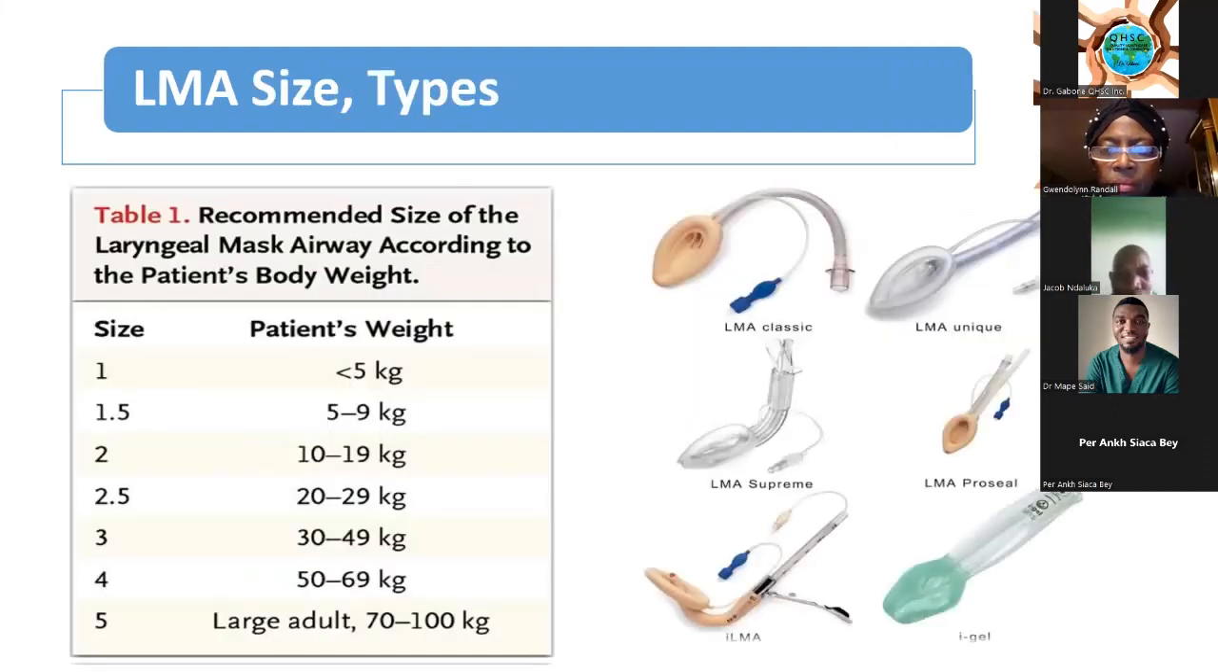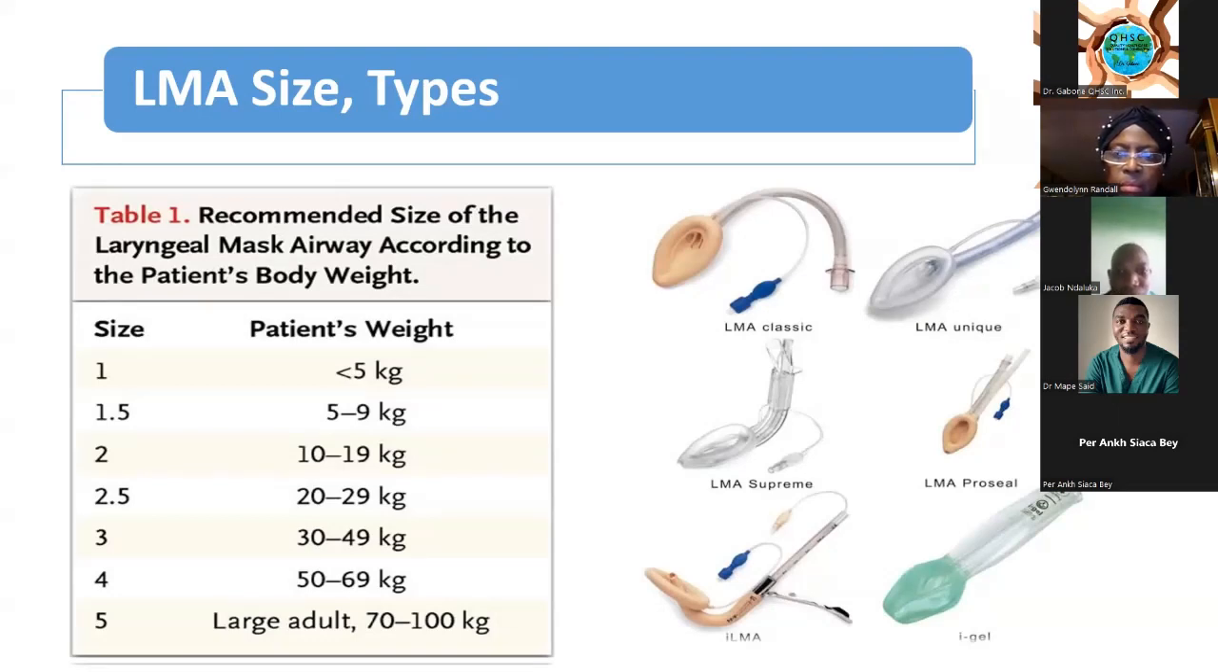Sizing is by body weight. You take the patient's weight, and for example, if the patient is about 8 kilograms, I would choose size 1.5. Whether you have an i-gel size or a classic LMA with an inflatable cuff, the weight of the patient will guide you, as in this table, which has the recommended size of laryngeal mask airway according to the patient's body weight.